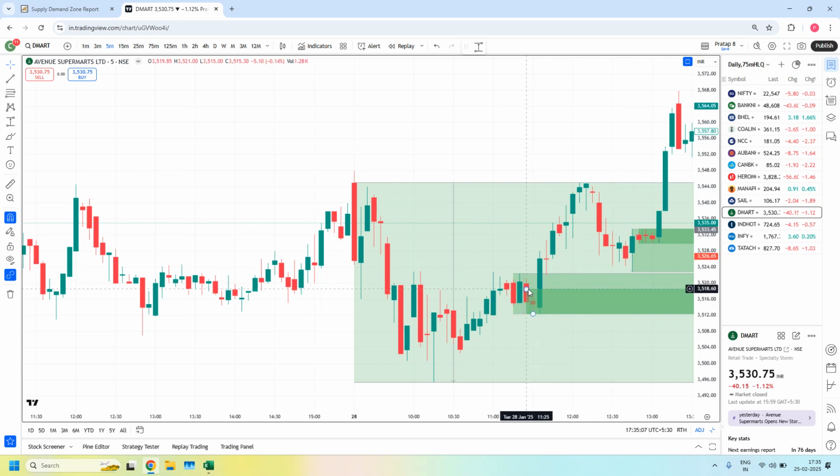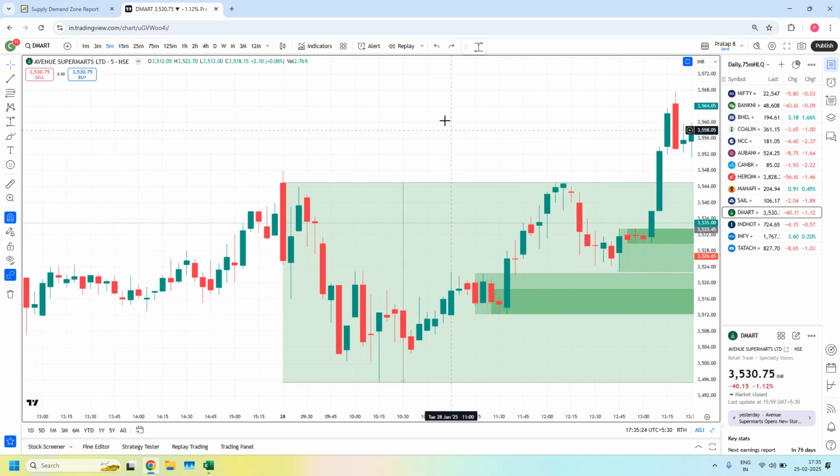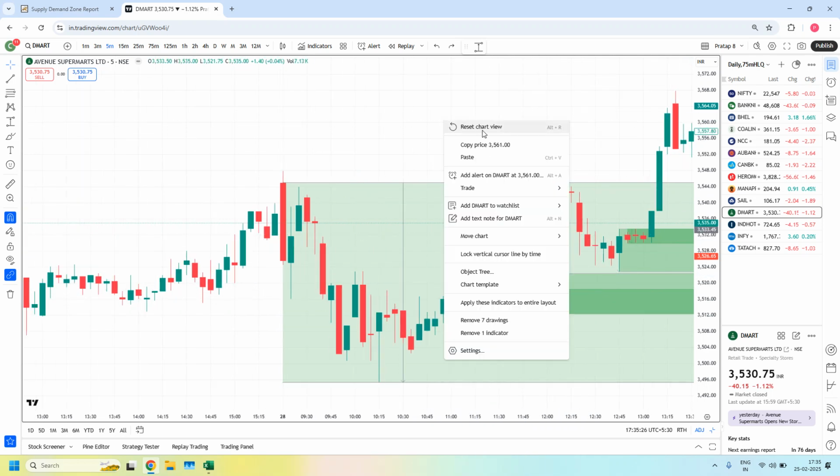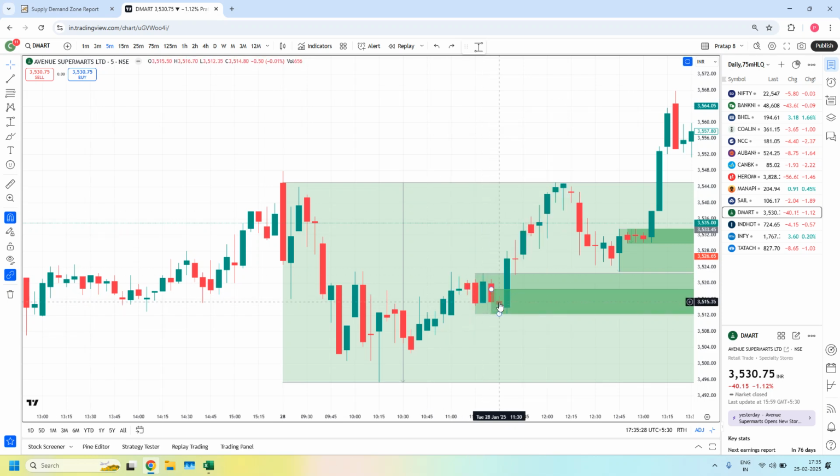See, earlier you would have drawn a zone like this: rally, 2 base candles, rally. Or you would have drawn a zone like this: drop, base, rally. Now because of the 3 minutes, your zone is like this. Anyway, even if you draw up to this drop, base, drop, still you keep some entry buffer, that way your zone will be executed.